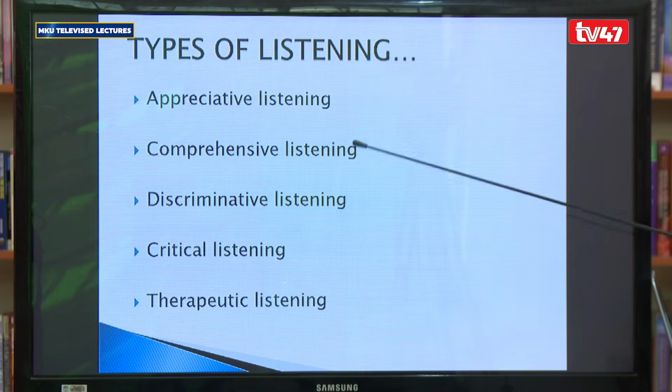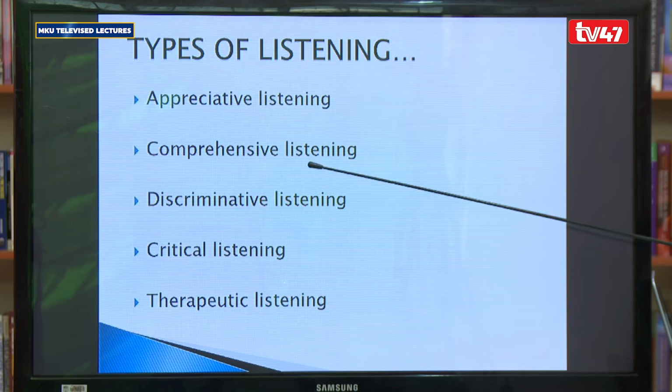We move to the next type of listening that we call comprehensive listening. This is listening with the purpose of understanding. It requires a lot of concentration. And therefore, you need to be physically and psychologically prepared for the listening process. So if you're in the classroom, you want to understand what is being taught in the class. So you are practicing what we call comprehensive listening. And in comprehensive listening, it is always good to take notes.